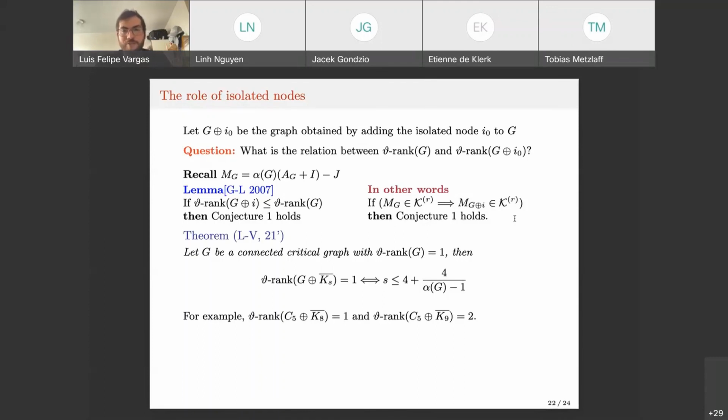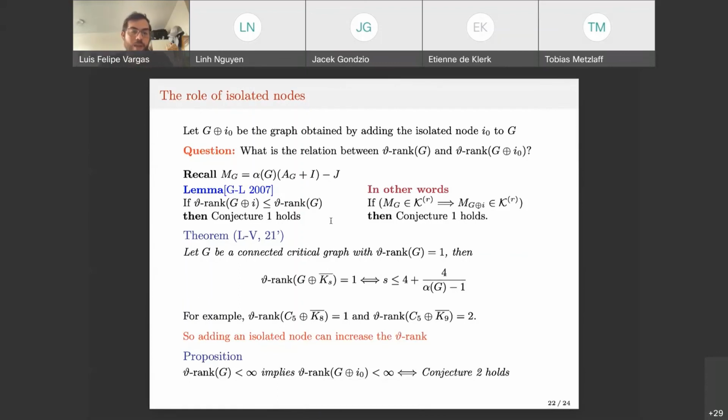And actually, we can characterize for some graphs how many nodes we can add so the rank remains equal. If G is a critical graph with rank 1, then we can compute the exact number of nodes we can add so the rank is the same. For instance, if we take the cycle of size 5 and add isolated nodes, the rank of this 5 cycle is 1, and if we start adding isolated nodes, the rank is 1, 1, 1, 1, 1, until we add 8 isolated nodes, and when we add 9, the rank is 2. So it's a strange behavior that we cannot understand so far. Adding isolated nodes can increase the rank, so this idea from this lemma for showing conjecture 1 does not work.